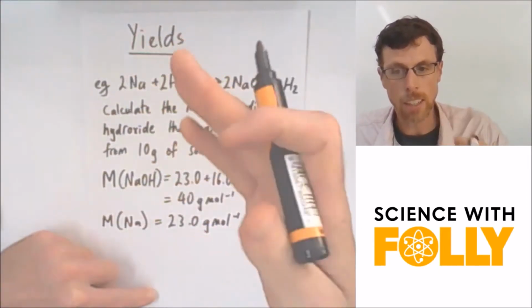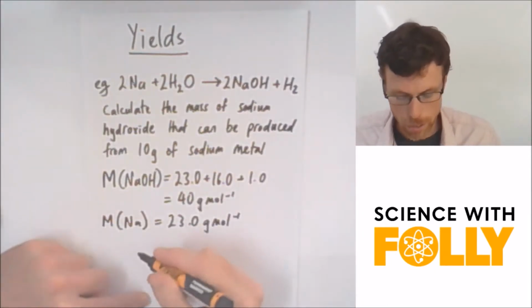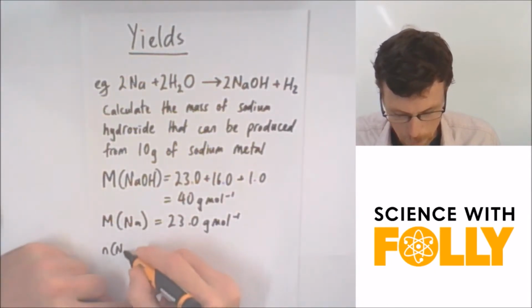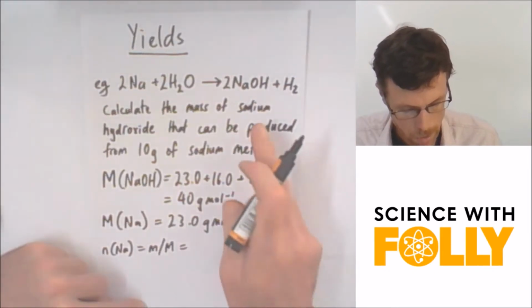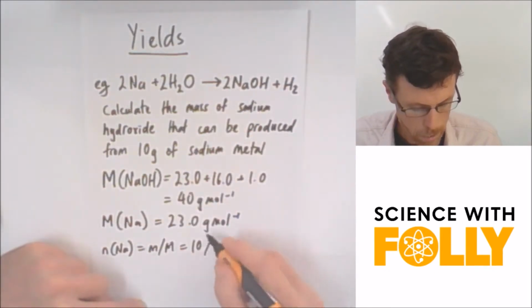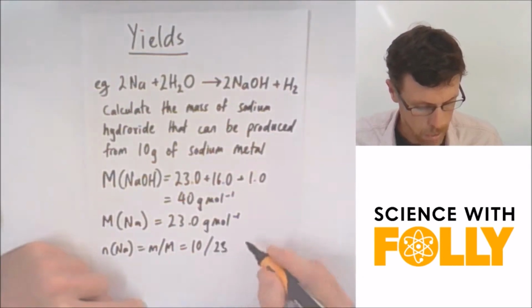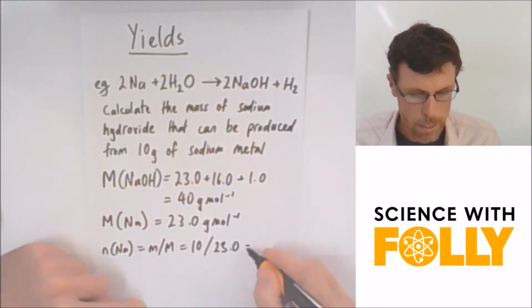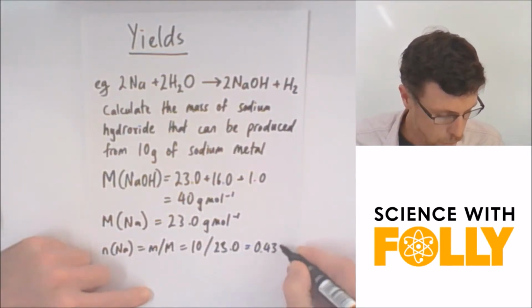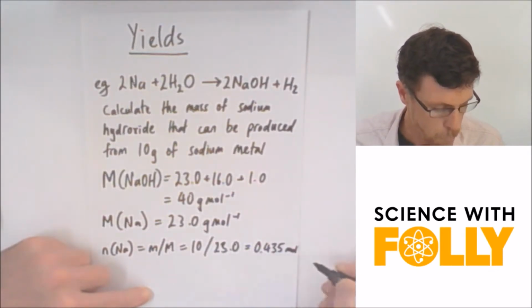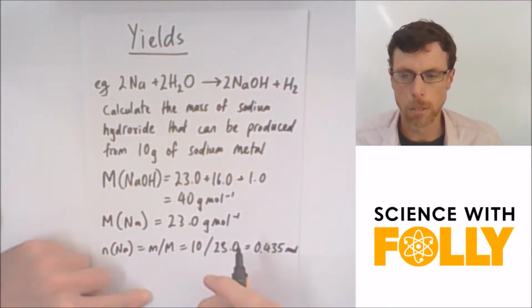Then we can calculate the number of moles of sodium. The number of moles of sodium is going to equal mass divided by the molar mass. Our mass is 10 grams divided by 23.0, and that gives us 0.435 mole of sodium metal.